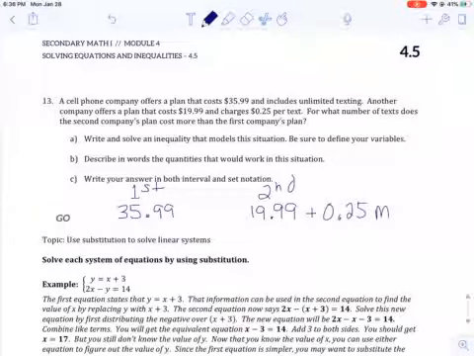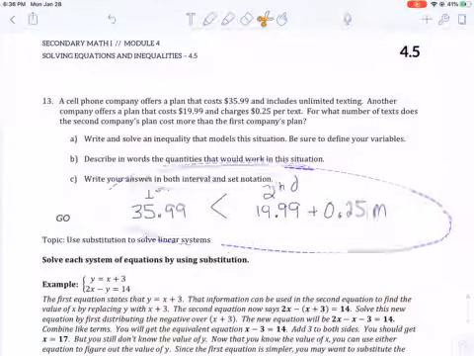So for what number of texts does the second company's plan cost more than the first company? If we want the second company to cost more, that means it's going to be greater. If it's equal to, then that means they're equal. We don't care about them being equal. We want it to be greater. So now we've got ourselves an inequality here.